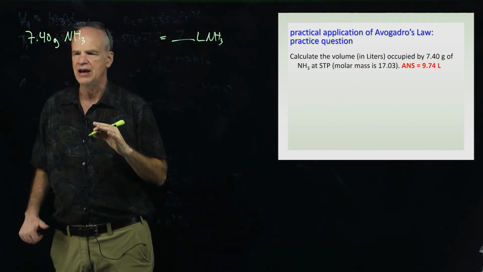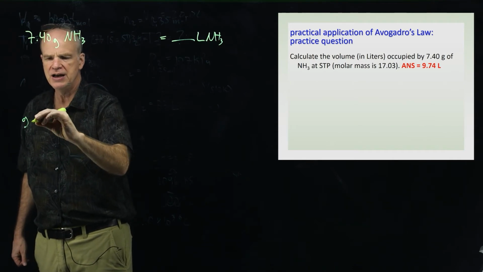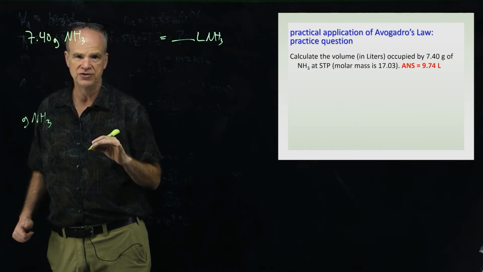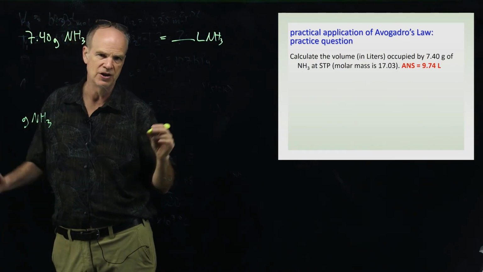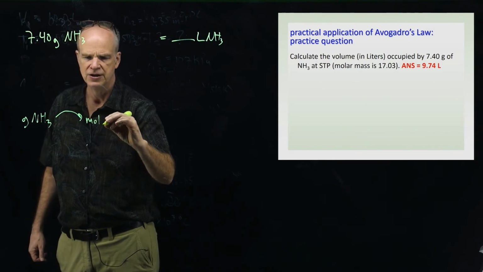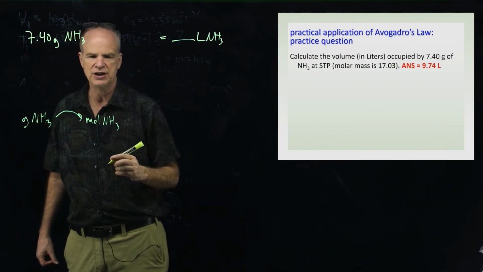So how will we solve this problem? Let me write this out down here. Here we have grams of ammonia. Whenever you have grams of a molecule, you probably just want to immediately convert it to moles of the molecule. So grams of ammonia can be taken to moles of ammonia. But in the end, we want liters of ammonia.